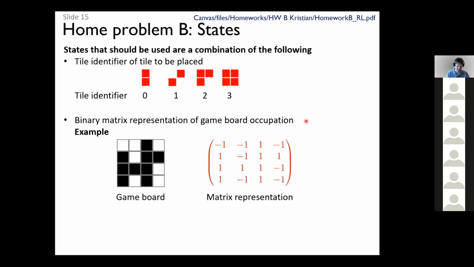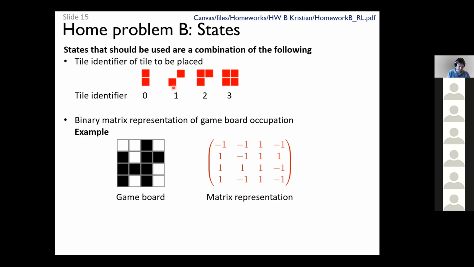So one way to represent the state is to use a tile identifier, where we label the different tiles, and that's one part of the state. And then, as you said, we can have some binary representation representing the occupied positions of the game board. So we can represent this as some matrix, where -1 is unoccupied and +1 is occupied. So that is one possible candidate for the state.